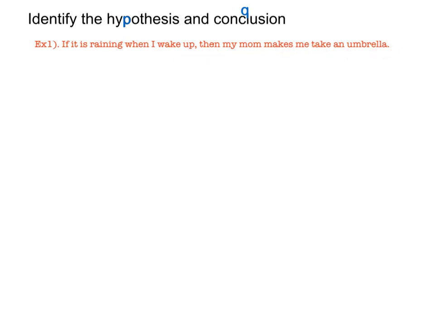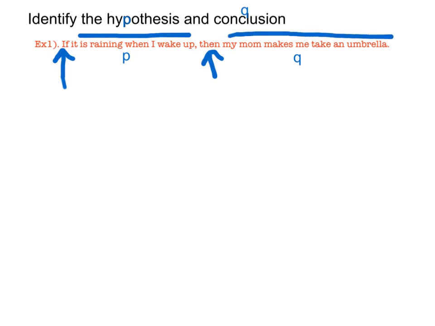Now, the simplest part of the definition of a hypothesis and conclusion is simply, can you find the if and the then? What follows the if is the P, the hypothesis. And what follows the then is the conclusion. If it's raining is the hypothesis, and my mom makes me take an umbrella is the conclusion. That's it. Find the if, find the then, and you'll be able to pull out the hypothesis and conclusion very simply. I said I was going to trick you, and this is how I'm going to trick you.